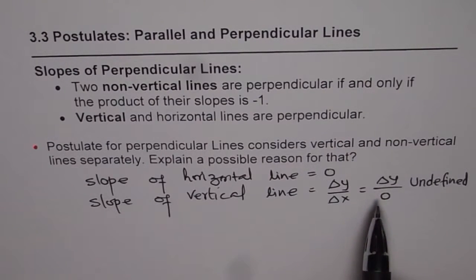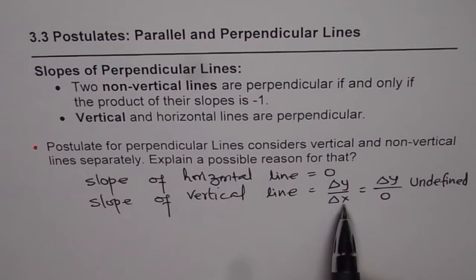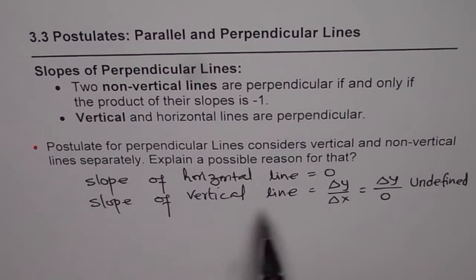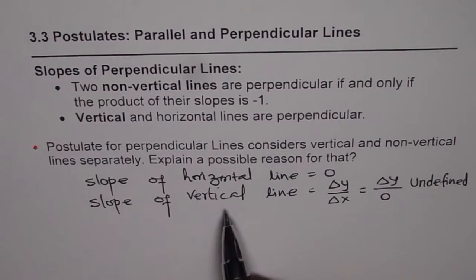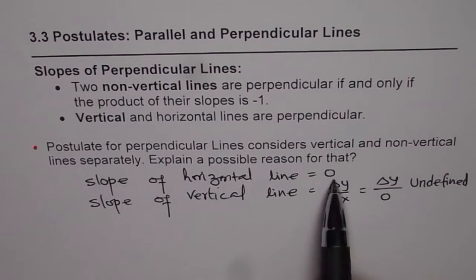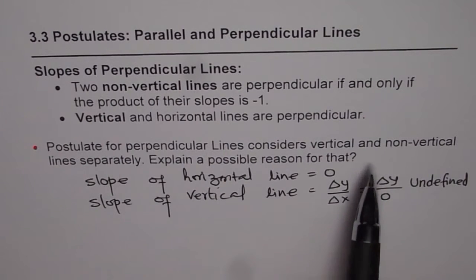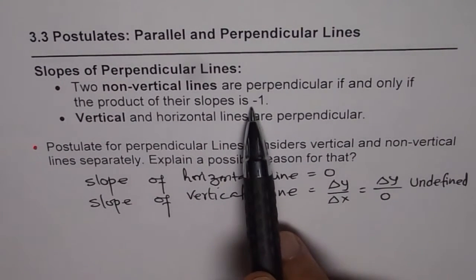The slope of a vertical line is undefined, so we really can't talk about the slope of a vertical line. So we just say vertical lines are parallel in the postulate where we're talking about parallel lines, and when we talk about perpendicular lines, we say that horizontal and vertical lines are always perpendicular, right? Now, the slope of a horizontal line is 0. If you multiply 0 by anything, you're going to get 0. You never get -1. You understand the concept?